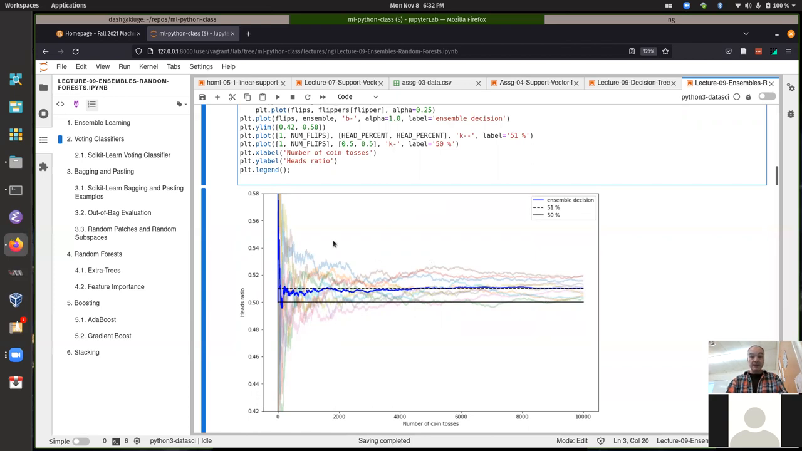This is kind of a random walk here. But again, if you ensemble, taking the average of all 10 of those, you more quickly converge onto something pretty close to the true actual ratio that's governing what these models are trying to find out, predict here.